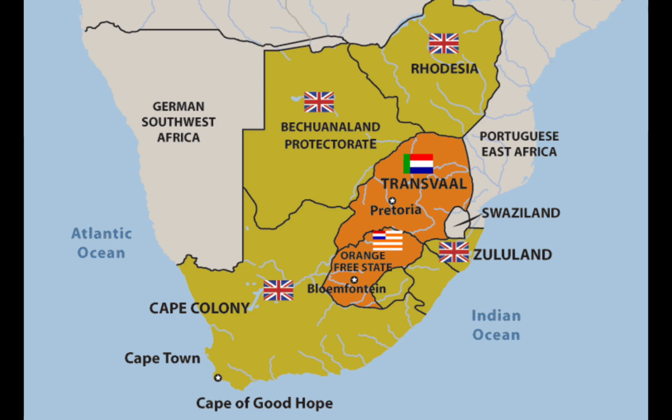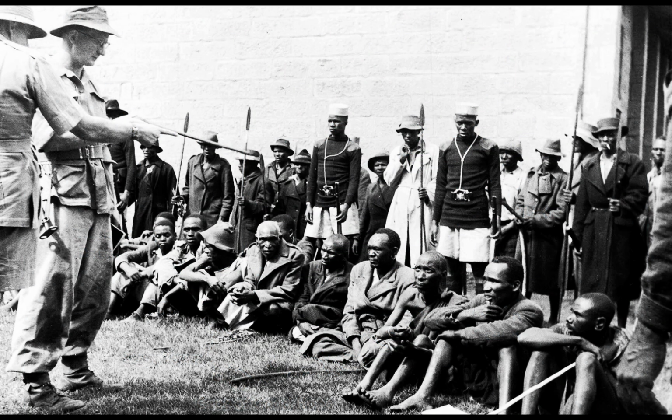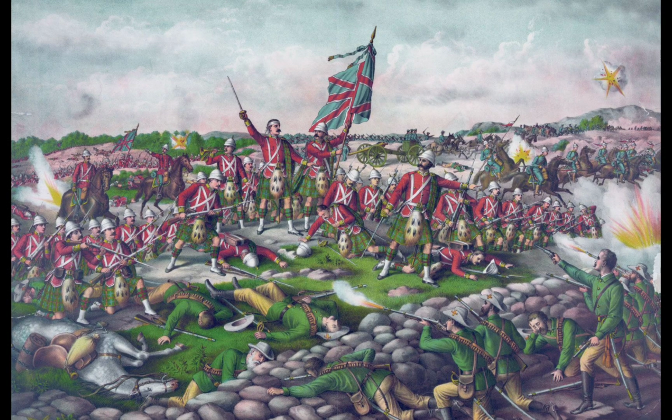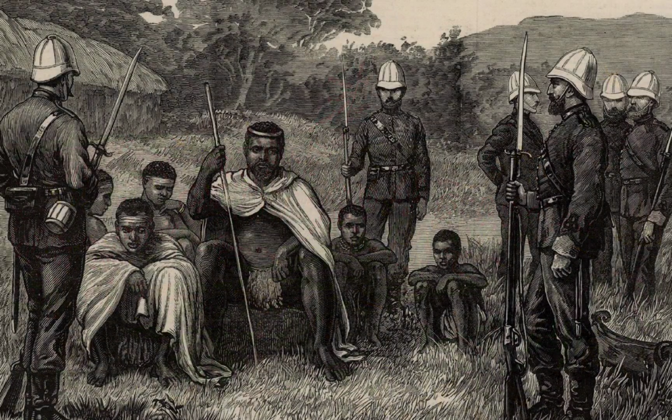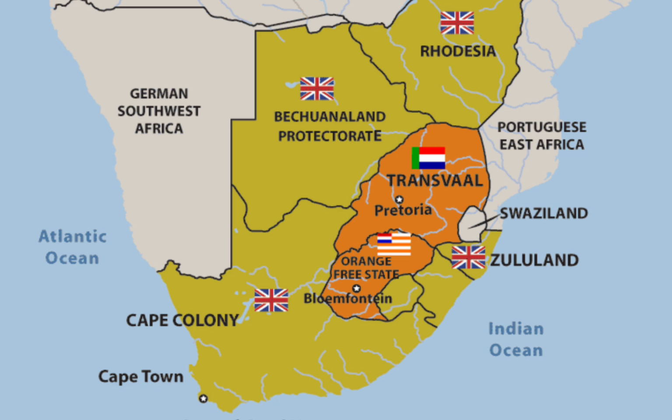Conflicts and wars. The 19th century was marked by numerous conflicts, including the Xhosa Wars, Zulu Wars, and the Anglo-Zulu War. The discovery of diamonds in 1867 and gold in 1886 intensified these conflicts, leading to the Anglo-Boer Wars, 1880 to 1881 and 1899 to 1902, resulting in British victory and the eventual unification of South Africa under British control.